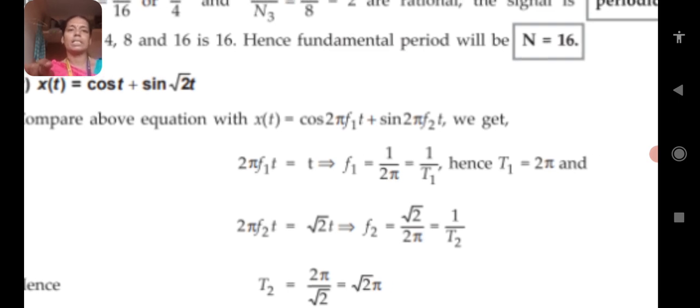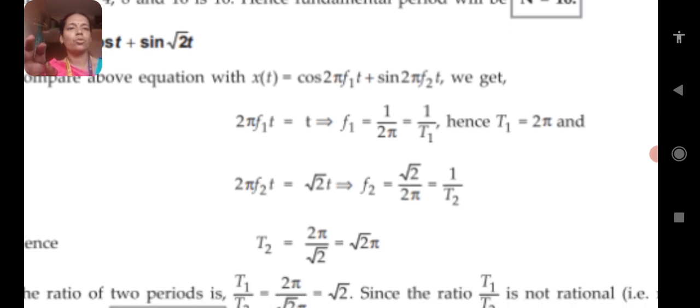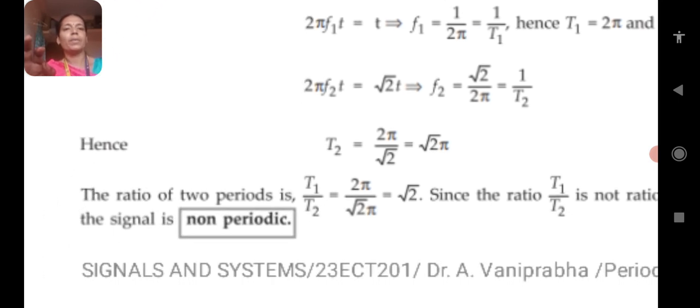And similarly for the second term, 2 pi f2t is equal to square root of 2t. t gets cancelled and f2 will be square root of 2 divided by 2 pi. Therefore, the remaining term will be 1 by t2. Therefore, t2 is equal to 2 pi by root 2, which is equal to root 2 pi. The ratio of the two periods t1 by t2 is equal to 2 pi divided by root 2 pi, which is equal to root 2.